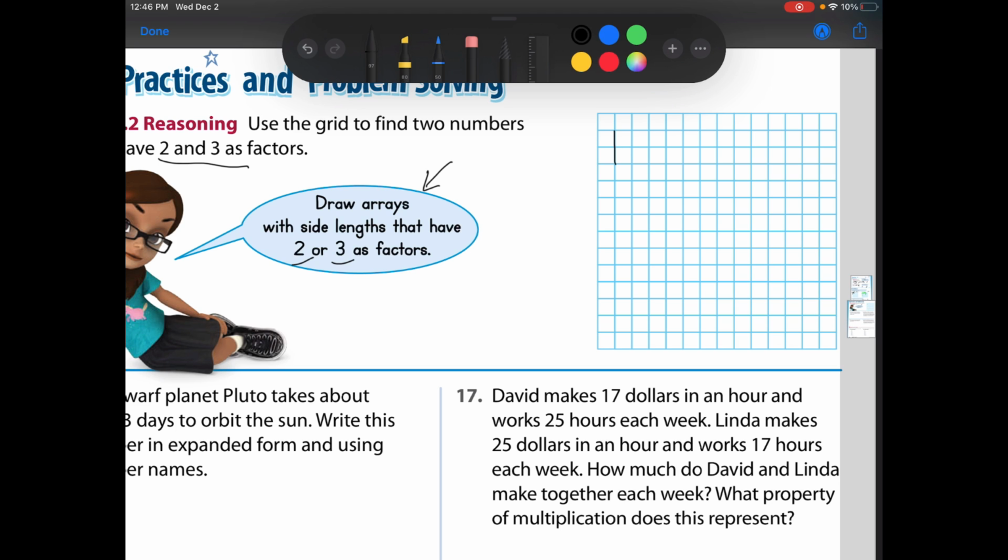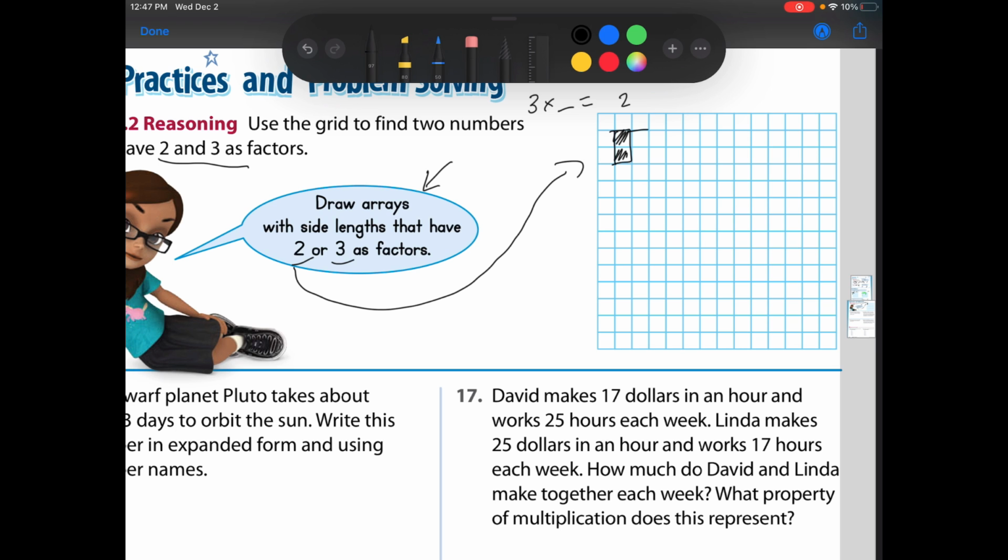So here's the side length of 2 that it's telling me to do. And I'm just going to make it a 2 by 2. And I'm going to think, is that also having 3 as a factor? No, because this only equals 2, and I can't do 3 times anything to equal 2.